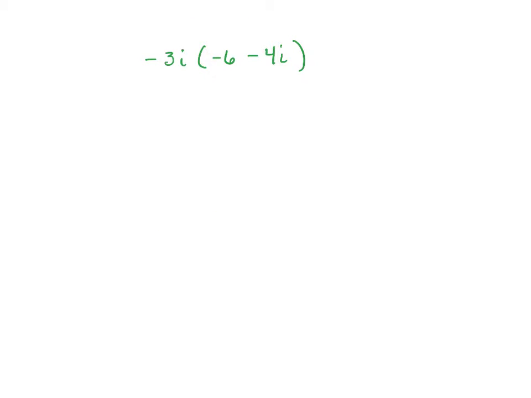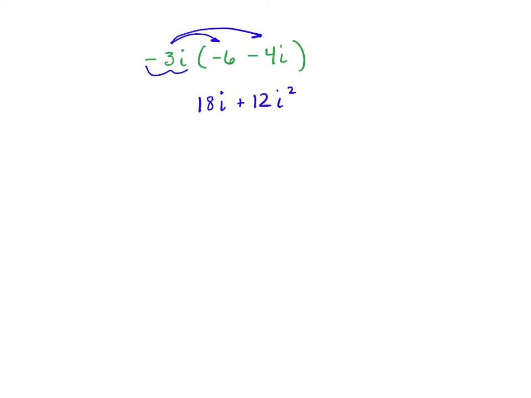Same type of problem. This time I'm distributing a negative 3i though, because I think sometimes negatives goof us up a little bit. So we have a negative times a negative, that's going to be a positive. A 3 times 6, that's an 18. And then that times i, so 18i. We've got a negative times a negative, so that's a positive. Then the 3 times 4, that's a 12. And then the i times i, which is an i squared.